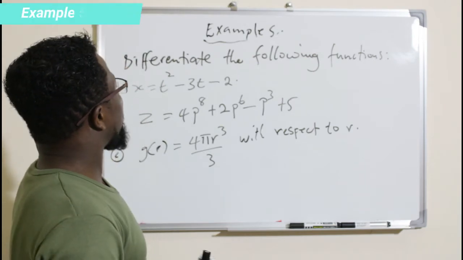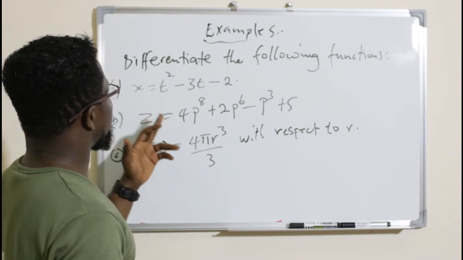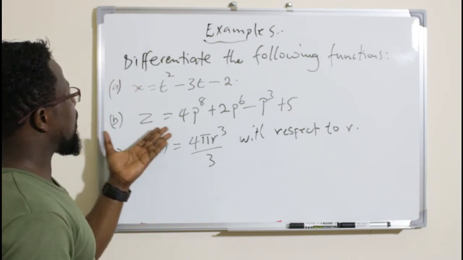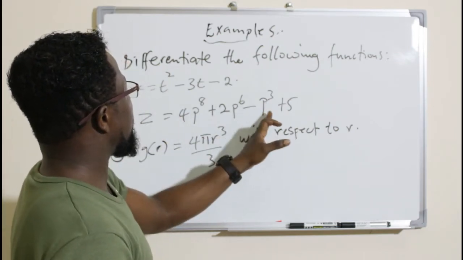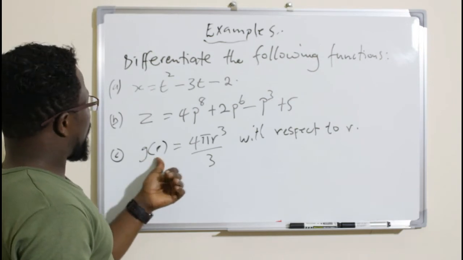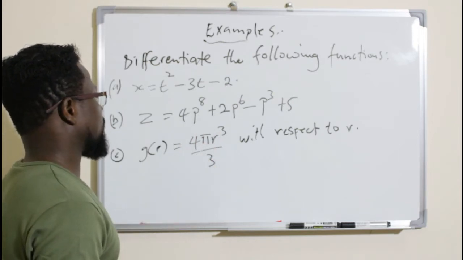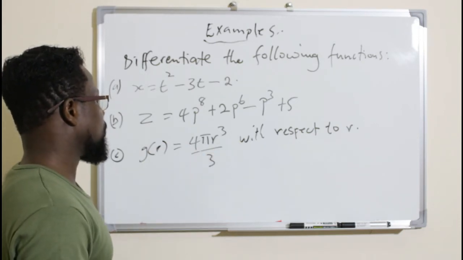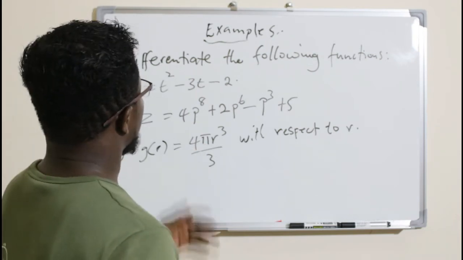With example number 5, we are to differentiate these functions. We are given x equals t squared minus 3t minus 2, and the b part is z equals 4p to the power 8 plus 2p to the power 6 minus p cubed plus 5. And for c, we are given g(r) equals 4 pi r cubed over 3. We are told to differentiate this function with respect to r, which means that here pi becomes a constant.